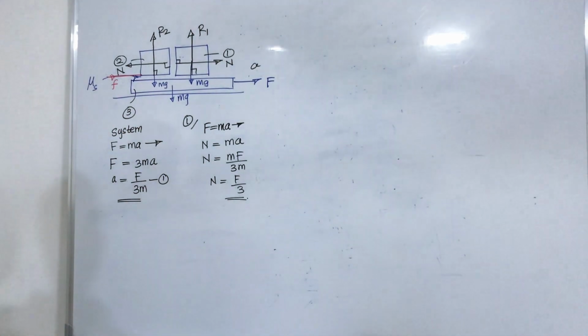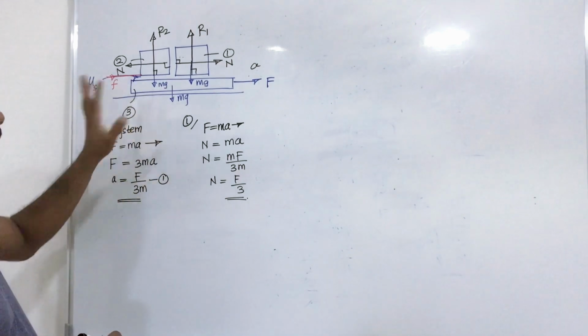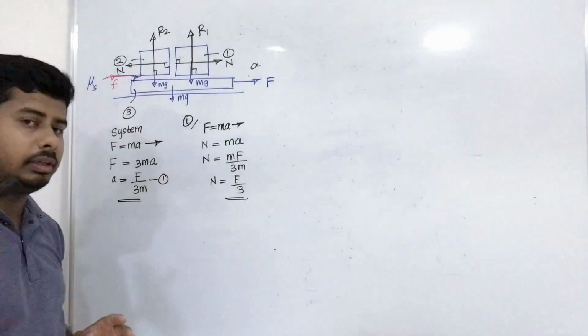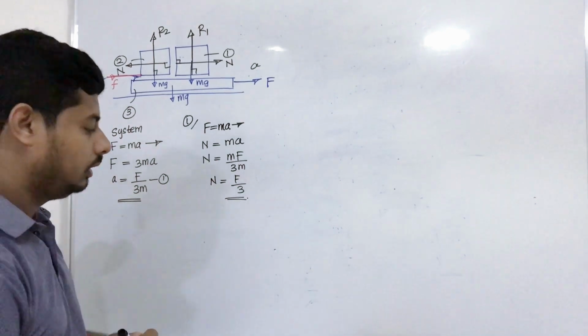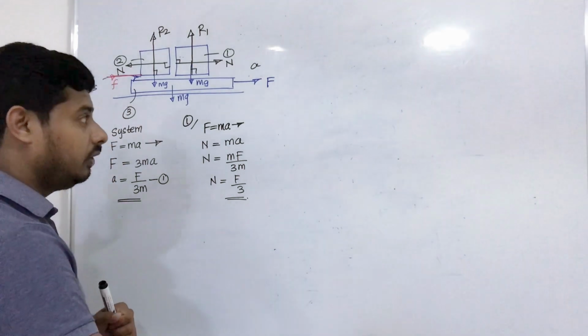Right. Now we have found N also. Now we will move into the third object. So here you have friction. That is given as static friction. So tell me how we can write static friction.